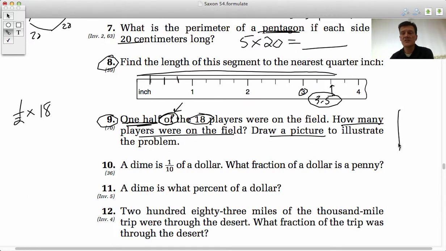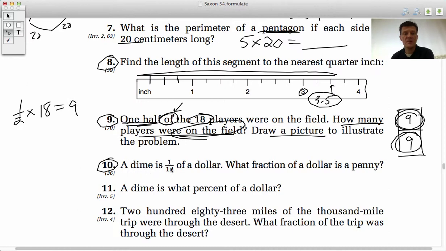So you could say this box here represents all the players, and you're going to take half. So divide it right in half there. Those 18 are going to be divided into 2 equal halves. So that means 9 are on the field, 9 must be off the field. It's asking how many are on the field, and that would be your 9.